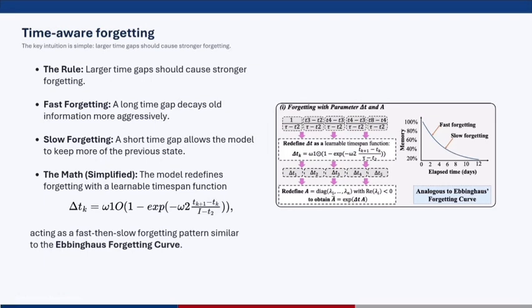For the time-aware forgetting, the rule is that larger time gaps should cause stronger forgetting. A long time gap decays and forgets information more aggressively using this data-dependent approach, and a short time gap allows the model to keep more information of the previous state. So this acts as a fast-then-slow forgetting pattern, similar to the Ebbinghaus forgetting curve.